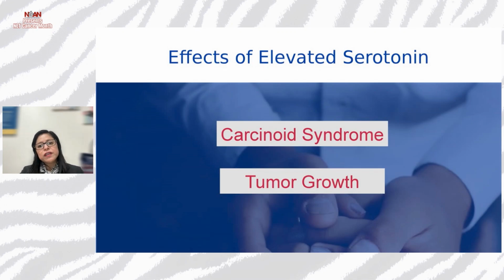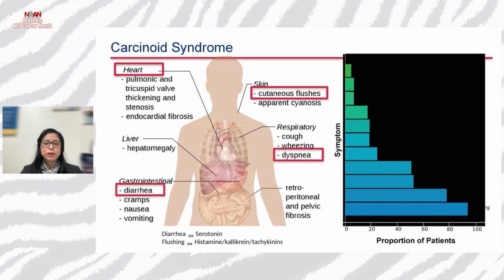So the effects of elevated serotonin can also cause what some of us know as carcinoid syndrome, but this excess serotonin is also known to be responsible for tumor growth. So an important part of the therapy is that it's important to not only recognize the symptoms related to excess serotonin, but also how we treat these symptoms, which can help us not only alleviate the symptoms with the adequate treatment, but it can also help us slow down tumor growth. And we'll talk a little bit about that.